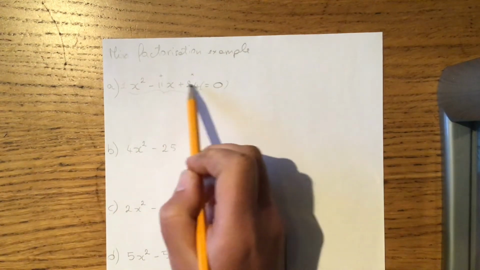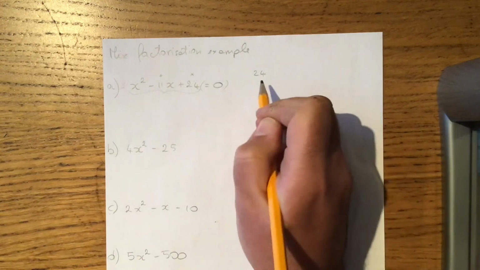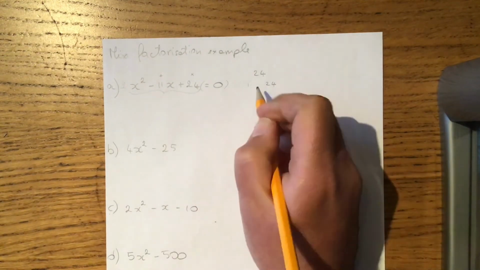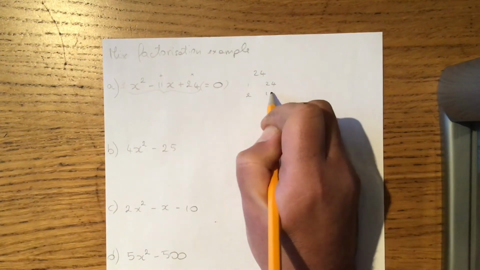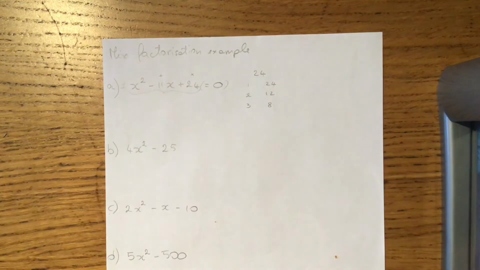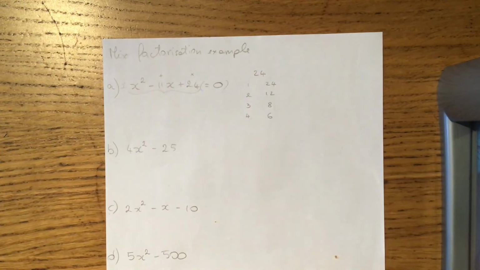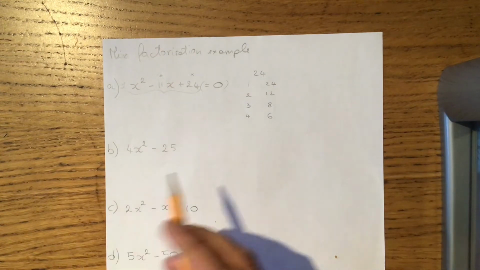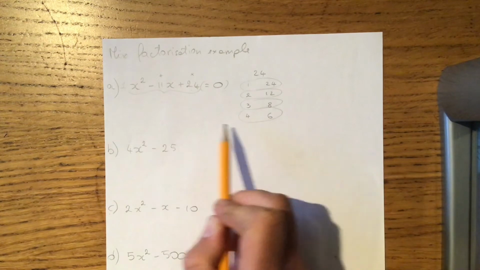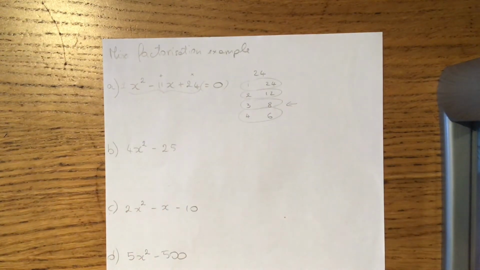So let's start with 24. What two numbers multiplied together will give you 24? What are the pairs of numbers? 1 and 24, because 1 times 24 is 24. 2 and 12, 2 times 12 is 24. 3 times 8 is 24. 4 times 6 is 24. And that's it. There are no other pairs. Which one of those pairs can make 11? The only one is 8 and 3.